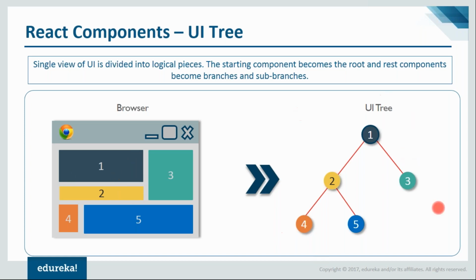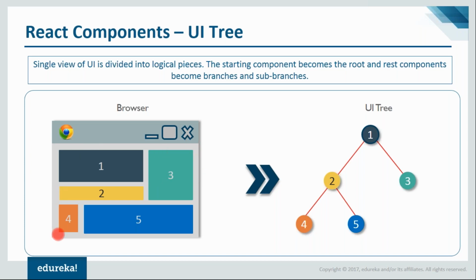If you can see the UI tree on the right hand side, you can see that there is one. The color coding represents which component I'm talking about. The one that you see here is the root component or the parent component, and this parent component has two children components, 2 and 3. These are the two components which we have in the web page.